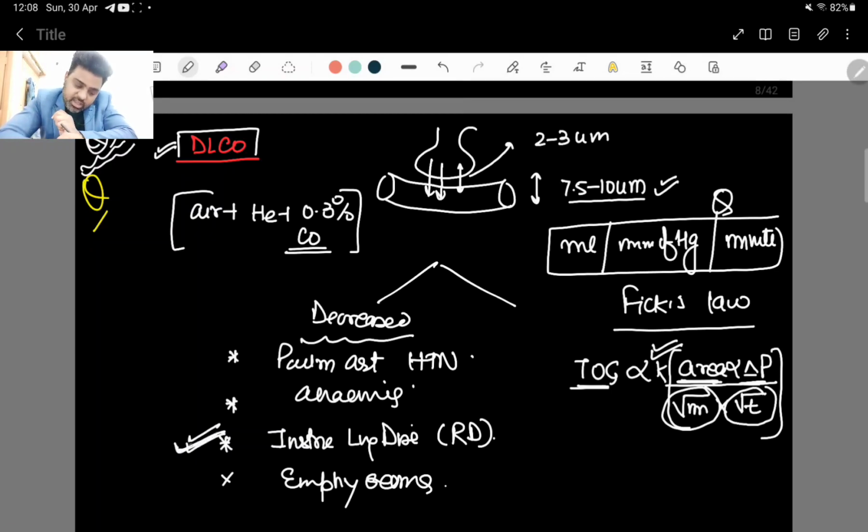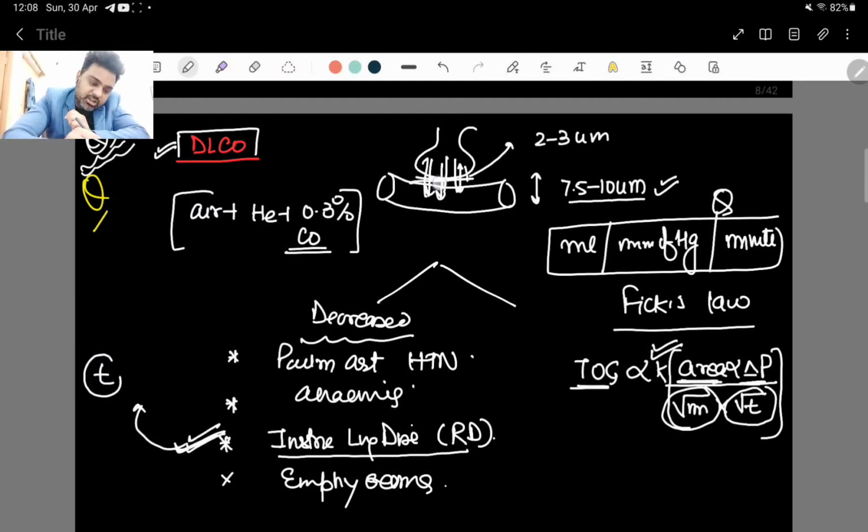So why does DLCO decrease? Because in these intrinsic, parenchymal lung diseases, the thickness of the membrane increases. So when thickness increases, there will be decreased transfer of the gas and decreased DLCO. Whereas in the extra parenchymal diseases, involving the pleura or other visceral parts, there will be no change in this thickness, so DLCO will be normal.